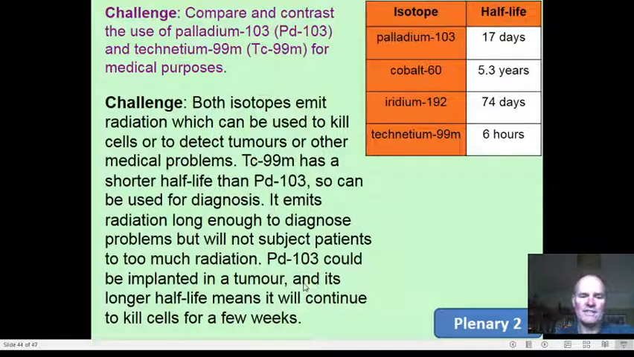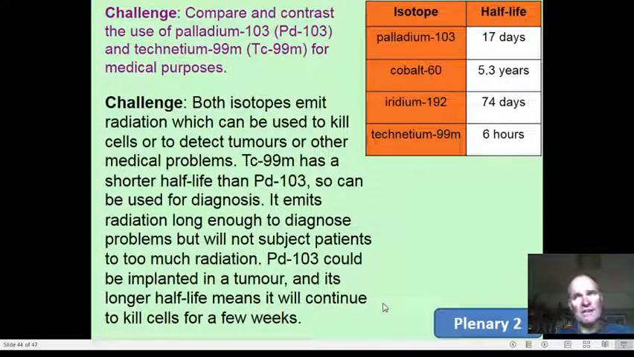Palladium-103 could be implanted in a tumour, and its longer half-life of 17 days means it will continue to kill cells for a few weeks, and then effectively it will run out. It will have decayed away to insignificant levels, and hopefully the treatment's been successful and it's done what it needed to do.